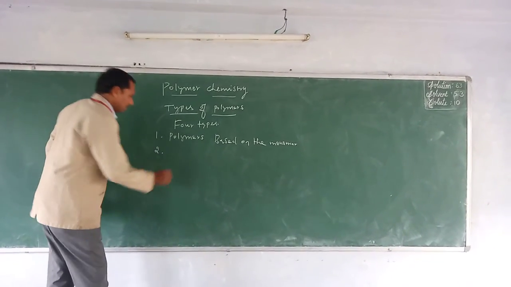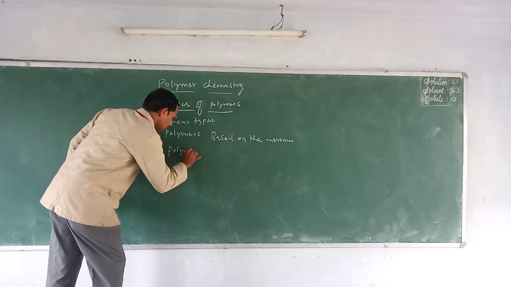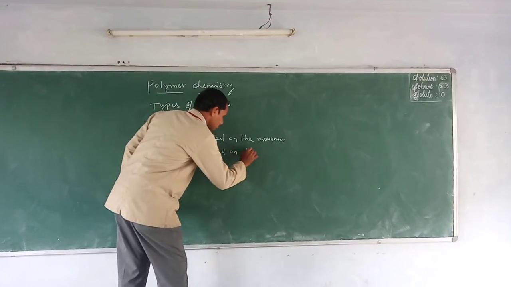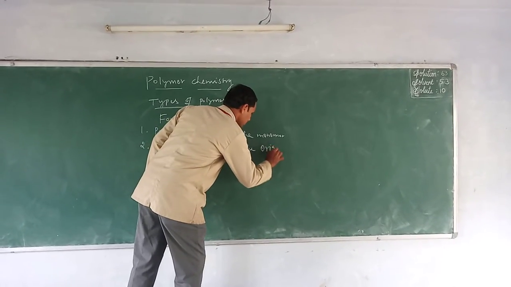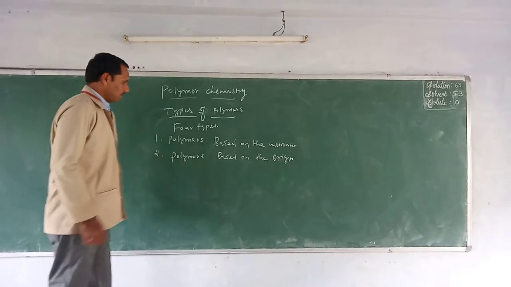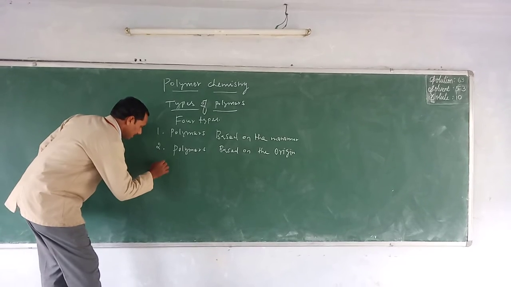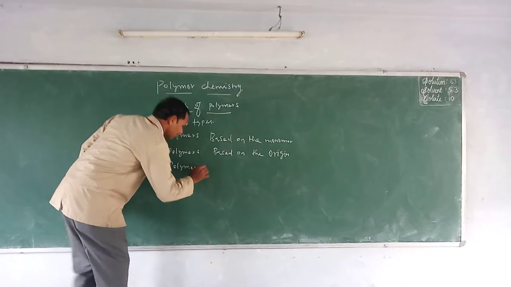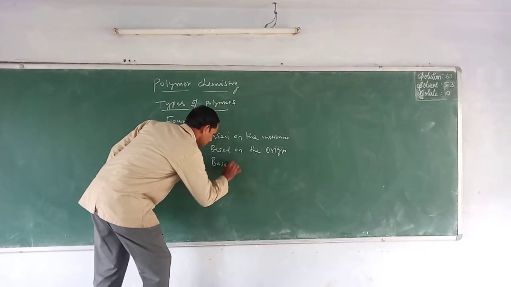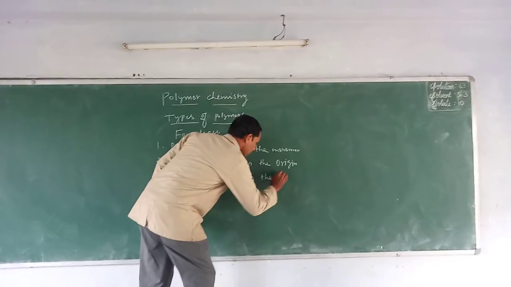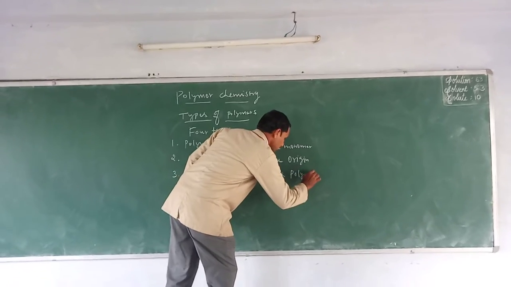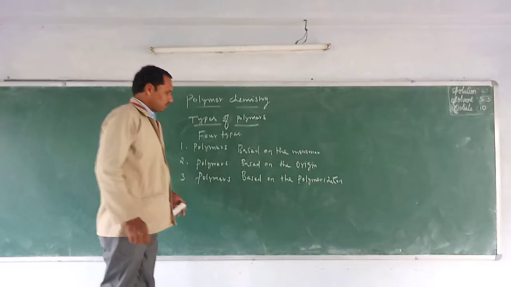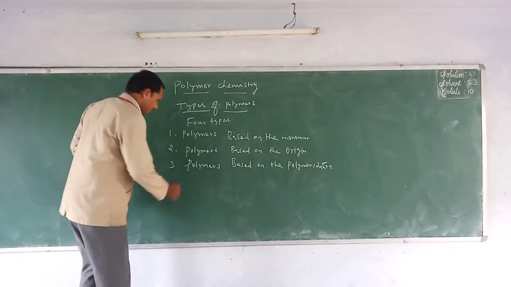Second one is polymers based on the origin. So based on the origin, polymers can be divided into many types. Third one is polymers based on the polymerization. So based on the polymerization process, polymers can be classified into many types.